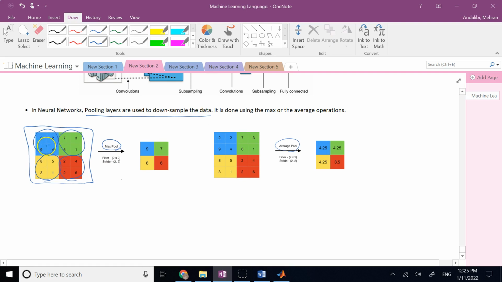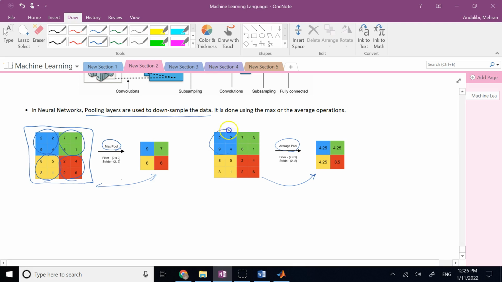So what is the maximum of these four numbers? That's 9. What is the maximum of the green one? 7. The red one, 6. The yellow one, 8. So this is a downsampled version of that, or you can take the average. The average provides smoother data, smoother transition and downsampling compared to max or min, which are not really that nicely behaving. Or one of the things you can do is called the median filter.